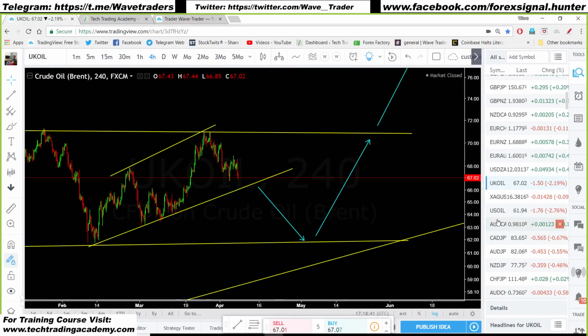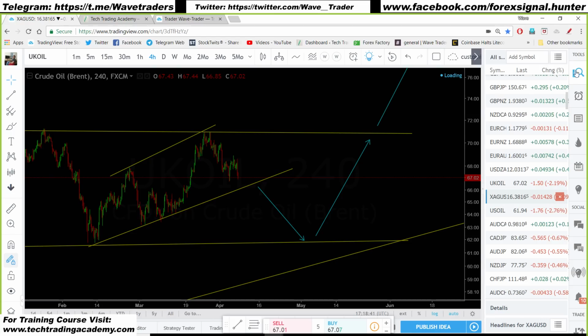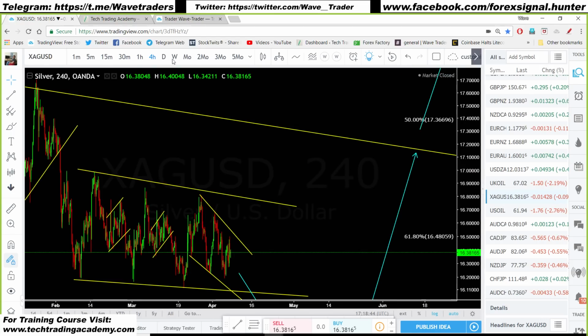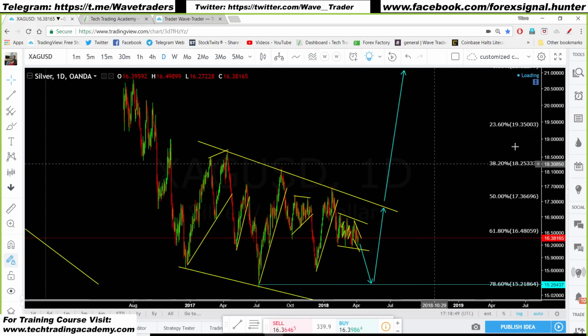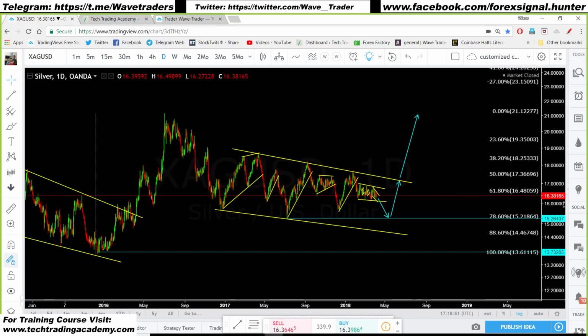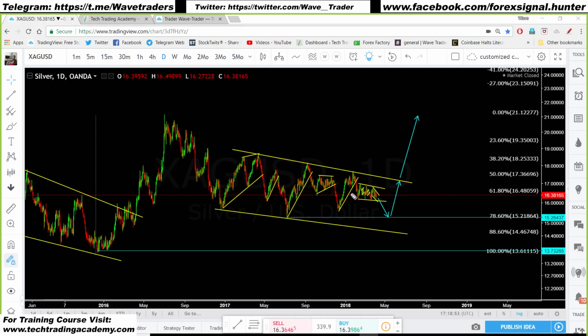All right, so silver. A lot of good trade setups still left, guys. A lot of good trade setups still left over there. All right, so we are still in the sideways market. Yeah, you can see over there. So the best ideal place to go long is the 15 area for longer term on silver.